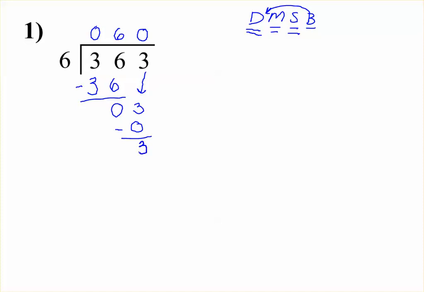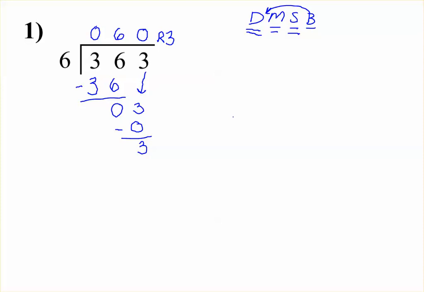that's 3. And is there anything else to bring down over here? No. So we just subtracted, there's nothing to bring down, and the problem is over. Our quotient becomes 60 with this remaining 3 right here. So 60, remainder 3. Okay, and that's the end of the problem.